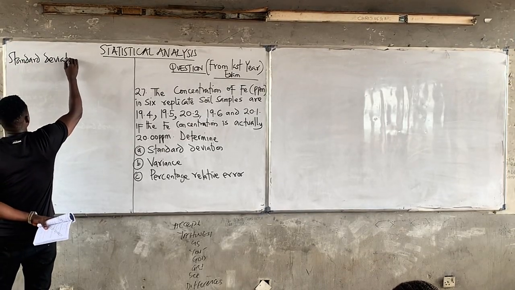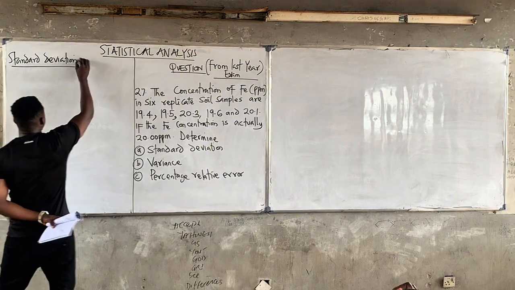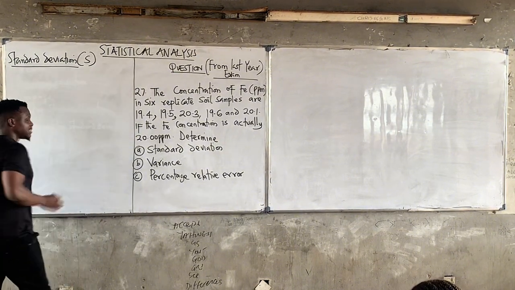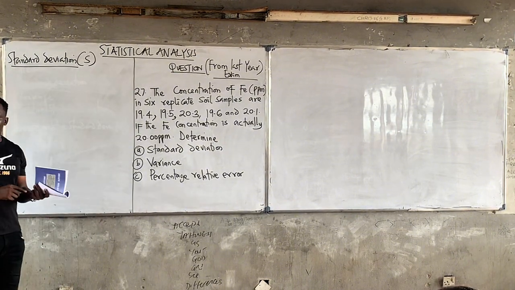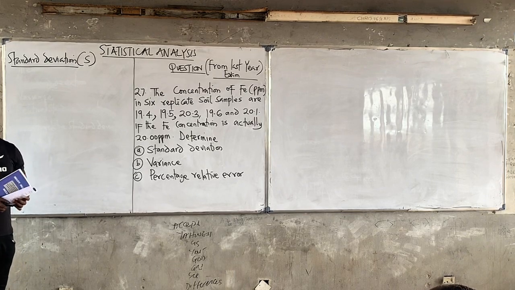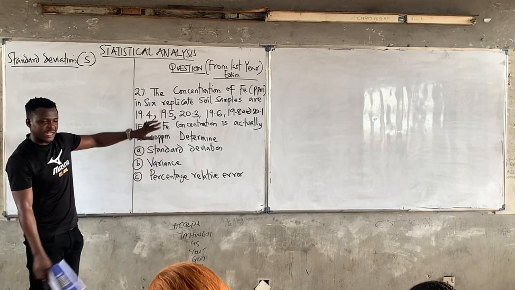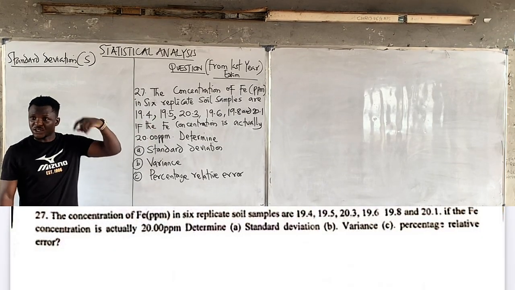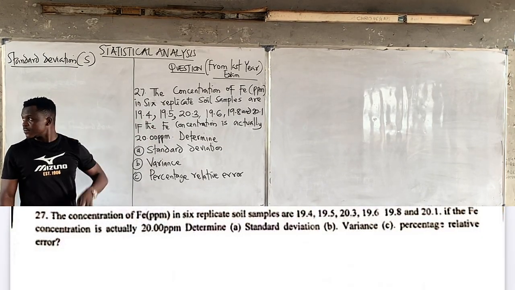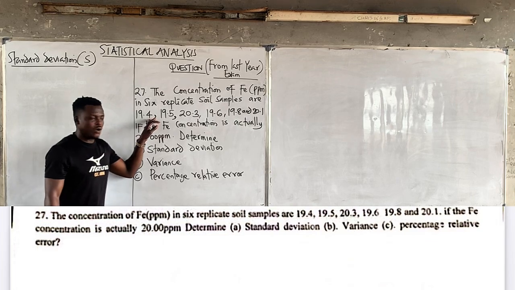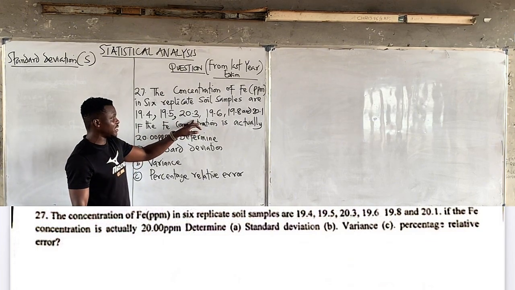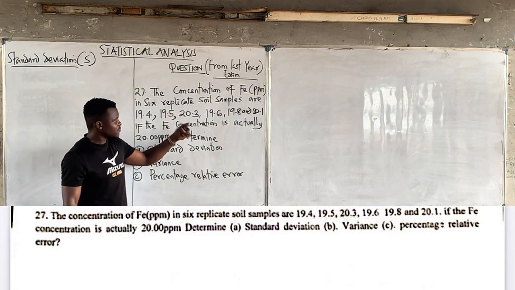Now, what is the formula to solve for standard deviation? Standard deviation has this symbol of S. We have two types. We have the sample and we have the population. If we have 6 replicate values, we have 19.4. Please, I posted information on the WhatsApp. Just check. Right? 19.4, 19.5, 20.3 is question number 27.